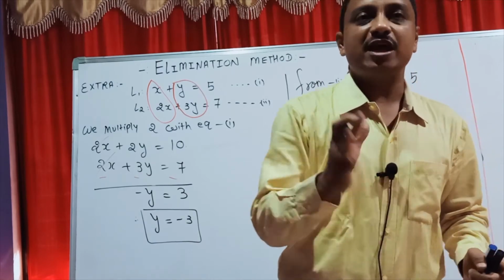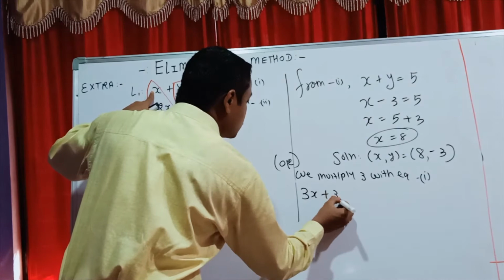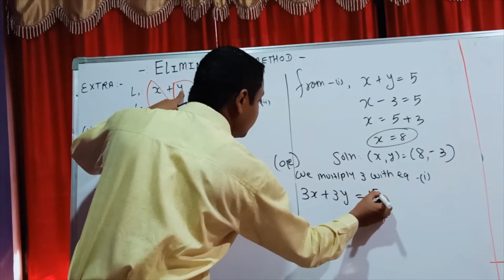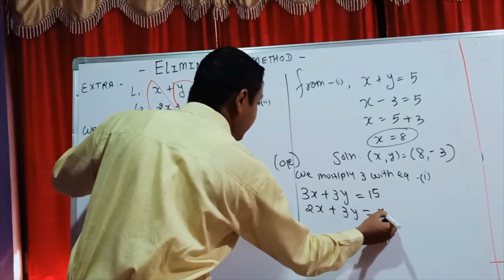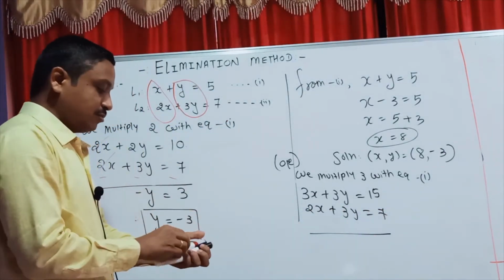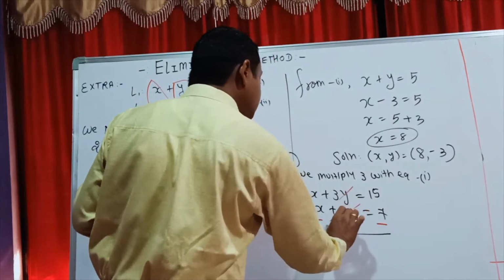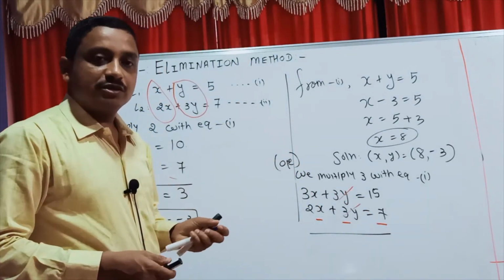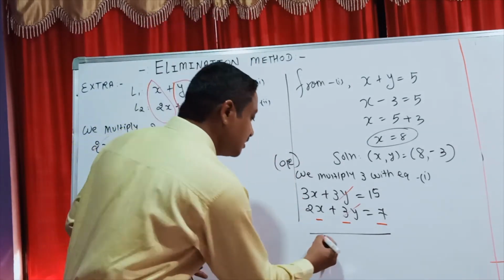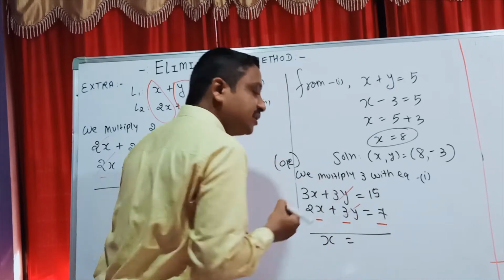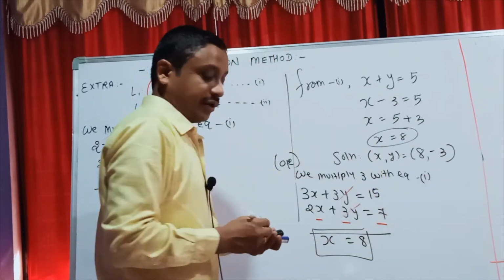But both give the same result. So here 3 multiply, so 3x plus 3y is equal to 15. And here the same, 2x plus 3y is equal to 7. Again the symbols change to minus, and the like terms cancel. Clear now? So how much? 3x minus 2x, it is x. And here 15 minus 7, it is 8. Check, your first answer is done. Here x is equal to 8.